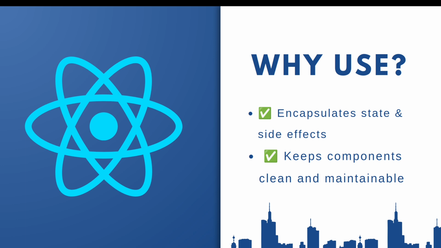Why should we use custom hooks? We use custom hooks to encapsulate state and side effects. As I said previously, custom hooks allow you to use the built-in hooks like useState and useEffect, and we use them to encapsulate that state and the logic built around the state, for us to reuse somewhere else in our code. It also helps our components to be clean and maintainable. One rule in programming is do not repeat yourself, the DRY principle. So it helps us to follow this principle, keeping our code clean and maintainable. With that said, let's head over to our coding environment for you to see custom hooks in action.